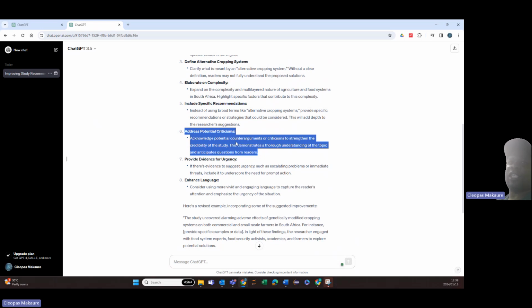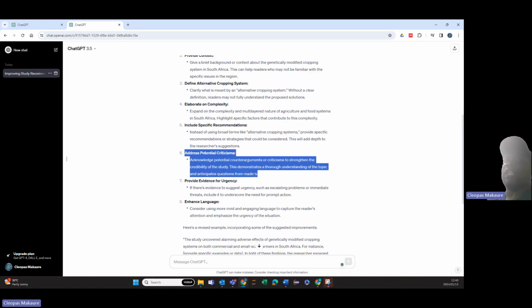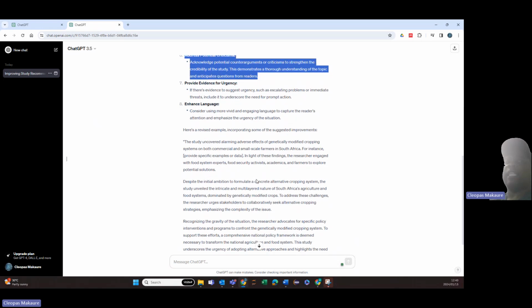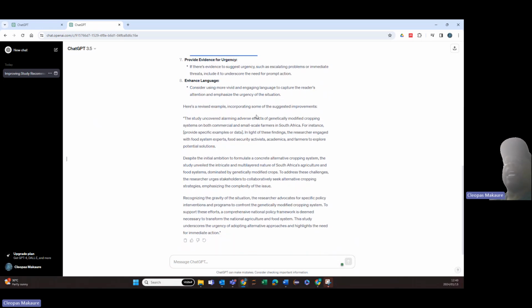Then the last suggestion is about enhanced language. Consider using more vivid and engaging language to capture the reader's attention and emphasize the urgency of the situation. So according to ChatGPT, there is no vivid and engaging language. So I think that is one thing that editors are actually very good at. Then it went on to suggest something for me. And this is just a suggestion.